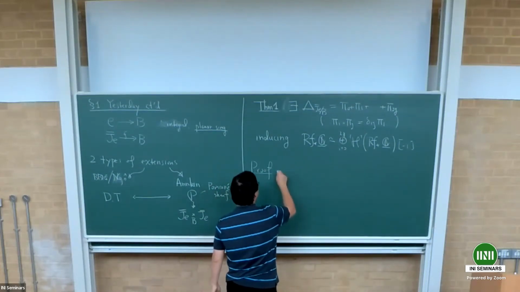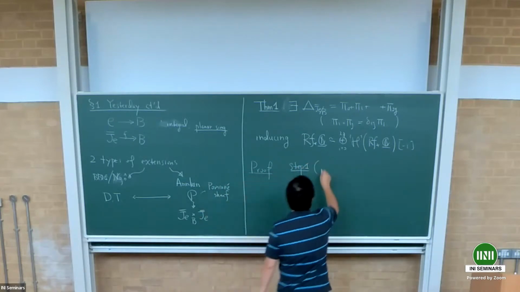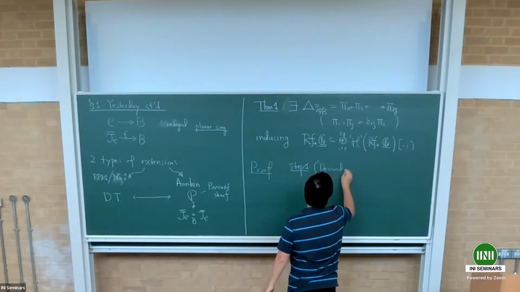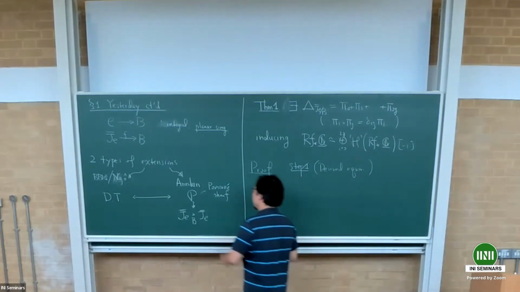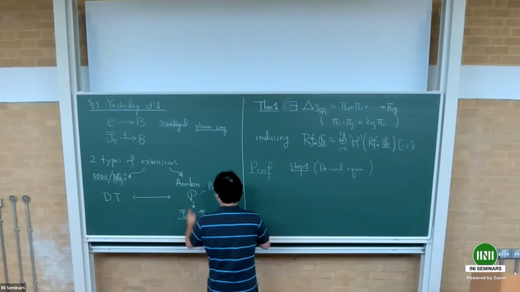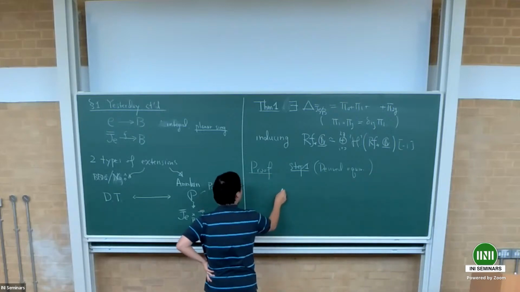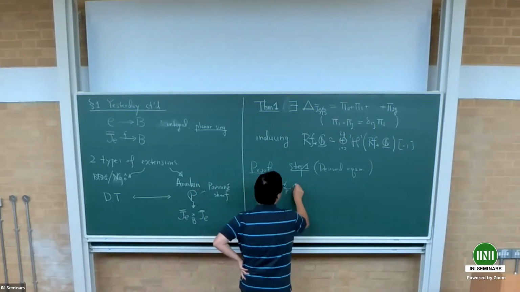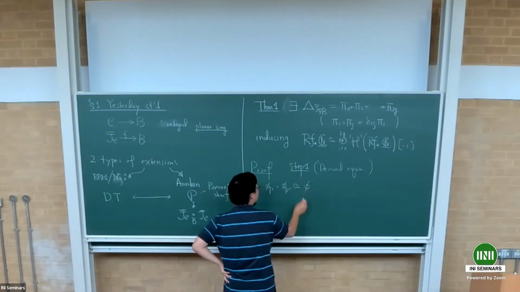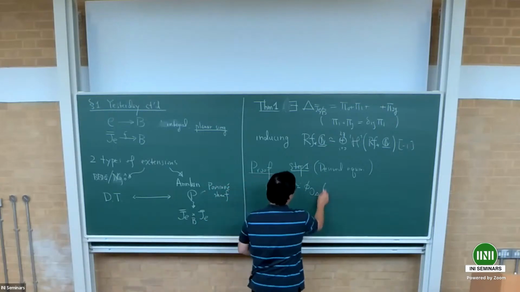Okay, so the proof has several steps. Let me start with step one, which uses the derived equivalence. This is parallel to what happens when there are smooth fibers. Since this P induces a derived equivalence, parallel to the case of abelian schemes, if we compose P with the inverse of P, it induces the Fourier-Mukai transform given by the structure sheaf of the relative diagonal, which is the identity.